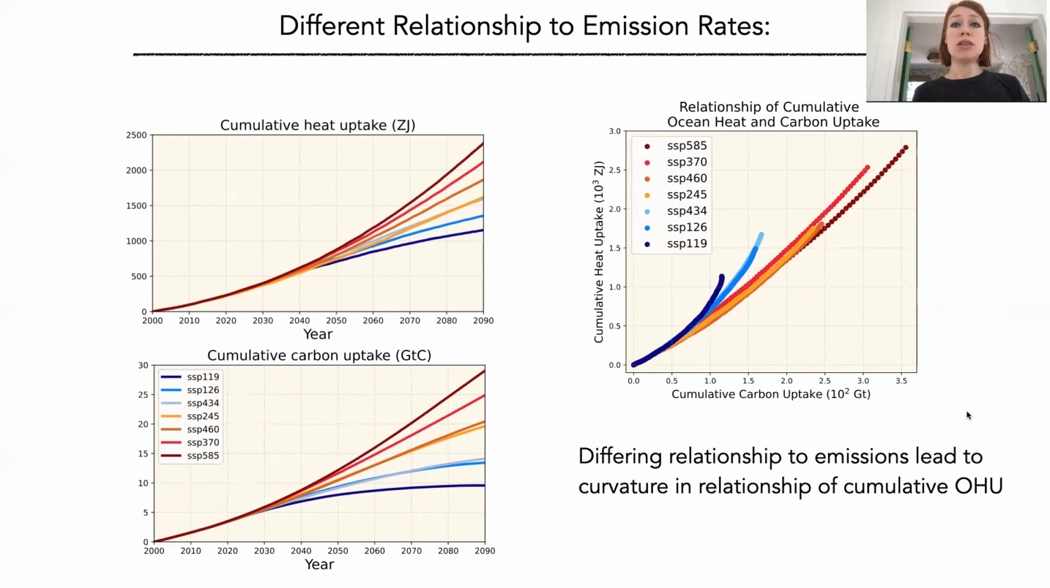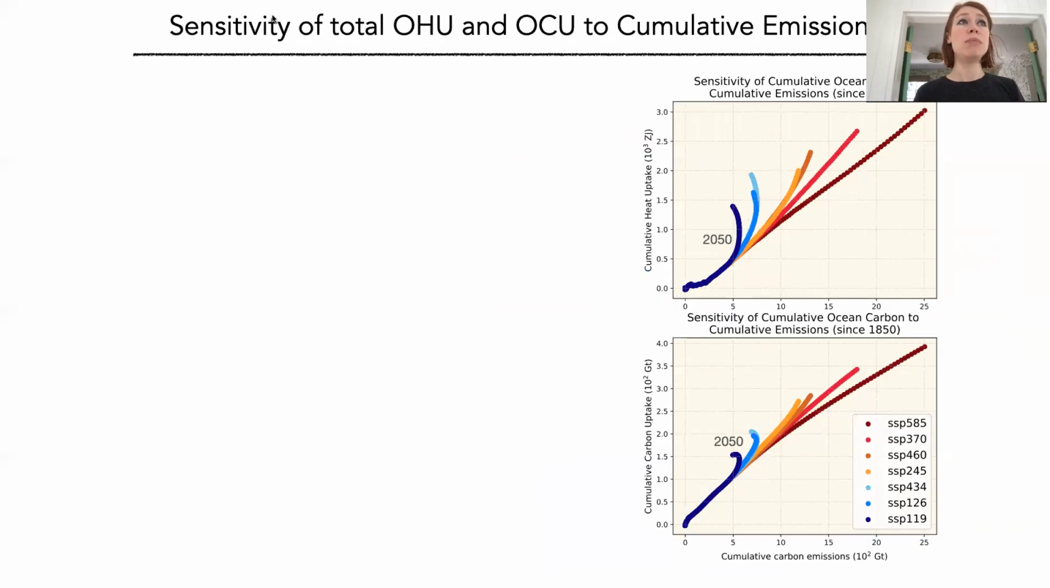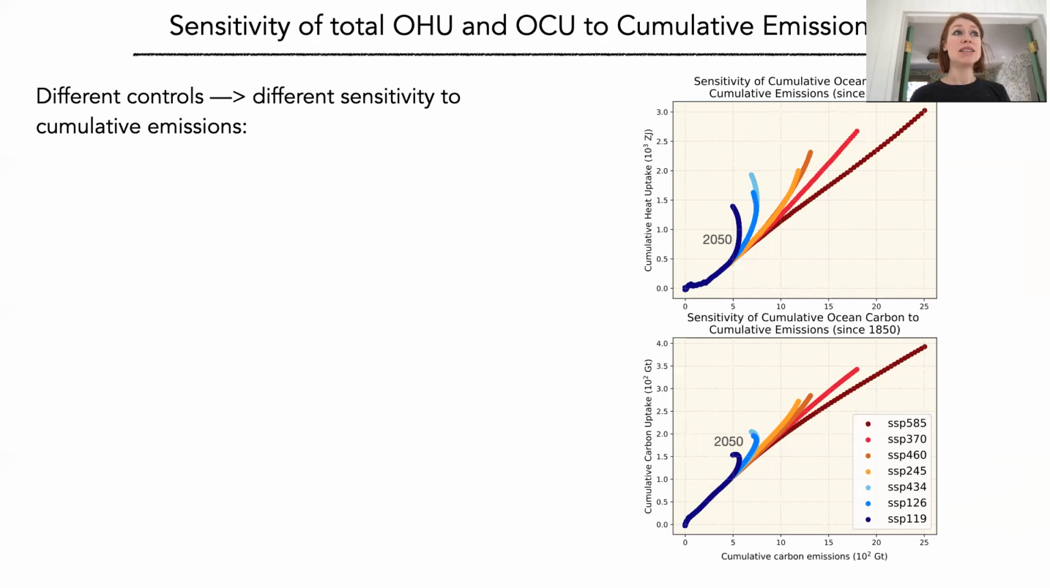So now what we want to understand is how much the total uptake of these two properties depends on the pathway of emissions. Essentially what I mean by that is the sensitivity of total ocean heat and ocean carbon uptake to cumulative emissions, if it matters how, the time history of how, those emissions are put into the atmosphere. And that's what we're looking at here. On the top is heat and on the bottom is carbon. And what you see is that there really is this different sensitivity of these two properties to emission pathway, to the cumulative emissions. So for heat, we'll start with heat.